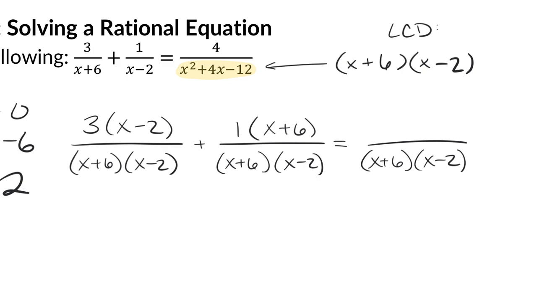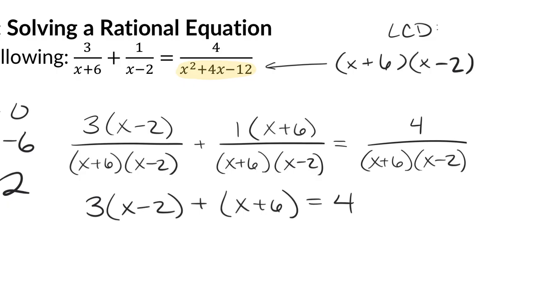Do I need to multiply that last fraction by anything? No, because it already had that denominator. It's just a 4. And now, just like the other problems, because the denominators are the same, we can kind of ignore them because we can just compare the numerators. We only have one technical distribution here because distributing a 1 is unnecessary. This is 3x minus 6 plus x plus 6 equal to 4.